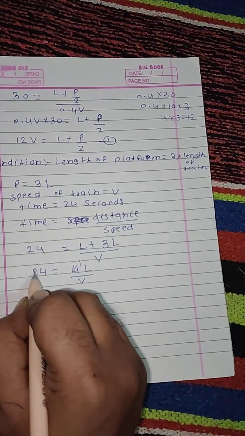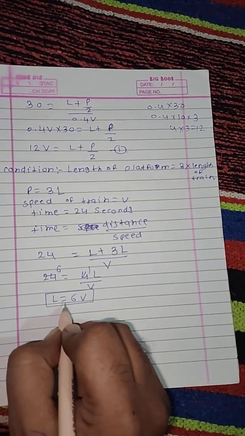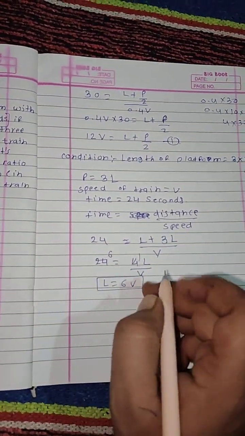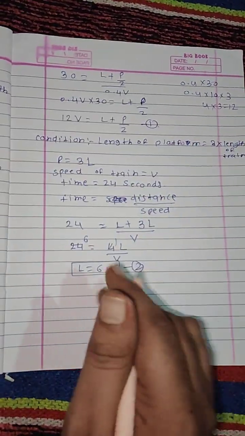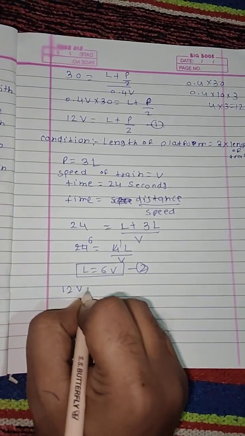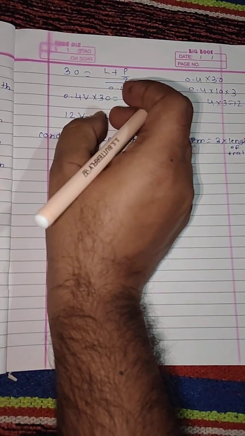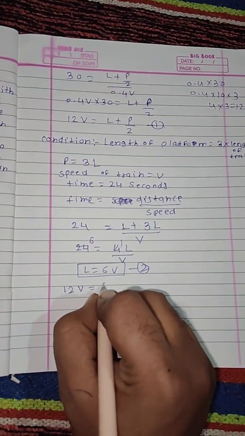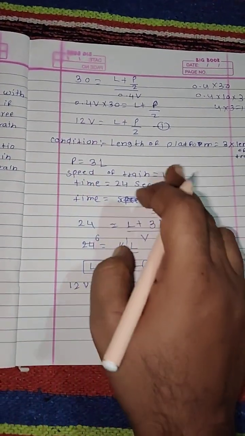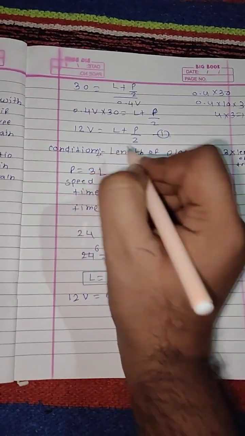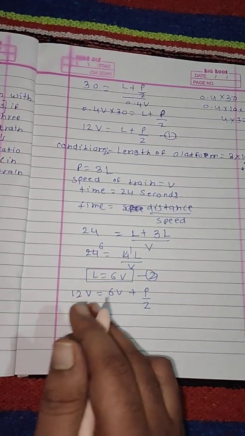So we solve this now. 4 on the 4, 6, so L will be 6v. So the value of L is 6v. Up to here we have found that. Now we will substitute the value into equation 1. 12v equals, the value of L is 6v, so we substitute 6v in equation 1: 6v plus P by 2. So 12v as it is. From condition 2 we found the value of L, and we substituted it in equation 1. Up to here it is clear.